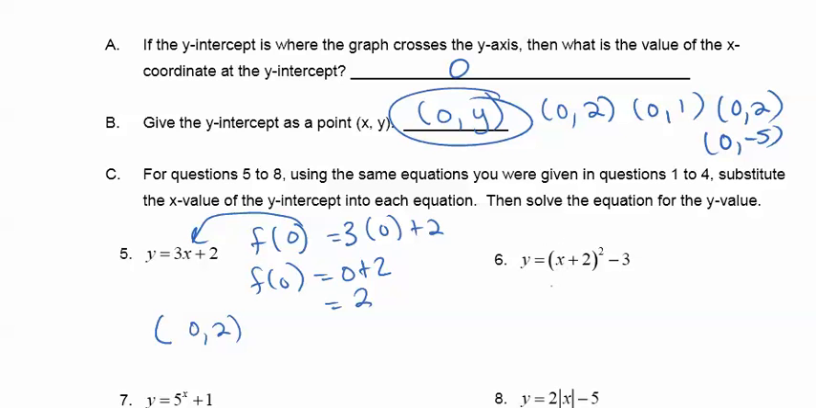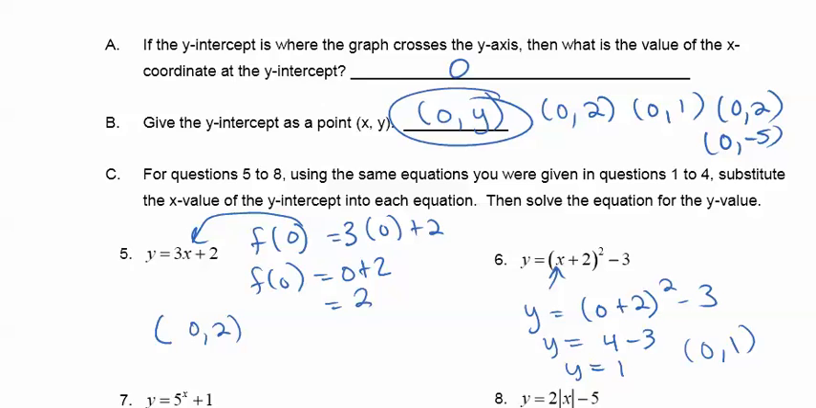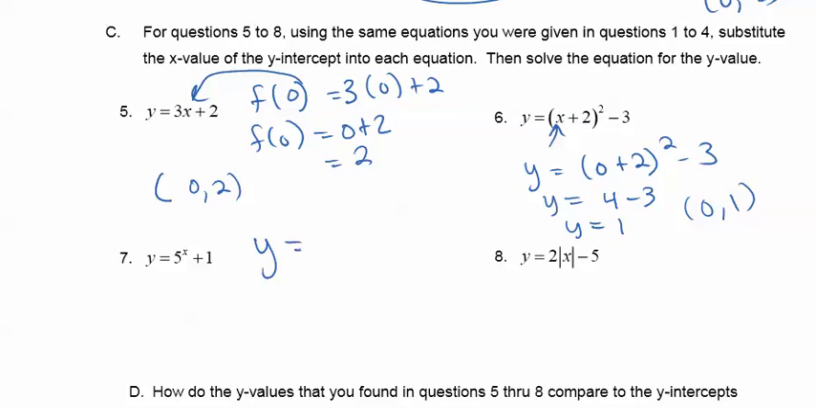Let's try it for the next one. I'm going to plug a 0 in again for x. So y is equal to (0 plus 2) squared minus 3. Well, 0 plus 2 is 2, and 2 squared is 4, so that's 4 minus 3. And so y is equal to 1, and that gives me the point (0, 1). Let's try it again. y equals 5 to the power of 0, plus 1. Well, 5 to the power of 0 is 1, plus 1, right? And so y will end up being 2, so that gives me the point (0, 2). Might be onto something here.